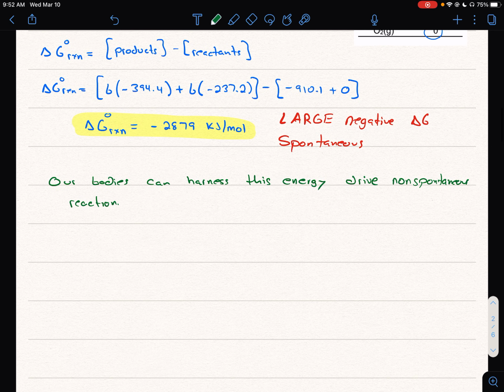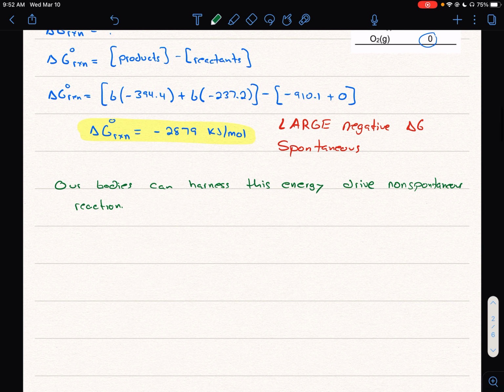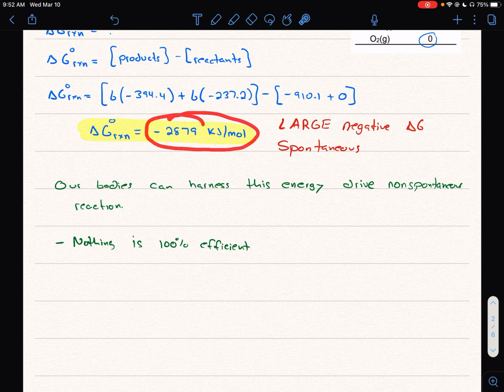But a couple of things to keep in mind for this is, first, nothing is 100% efficient. What we mean by that is, while the combustion of glucose is going to produce this amount of energy, it turns out we can't use all of that energy. A lot of the energy is going to be lost as heat. So we won't be able to use that full value, but we'll use a portion of that value. And some energy is going to be lost as heat.